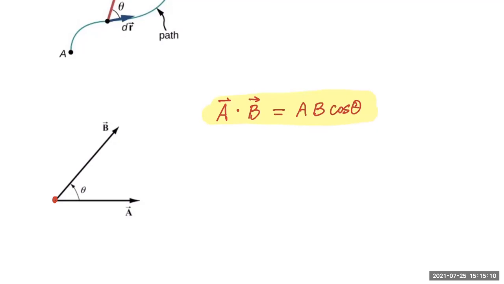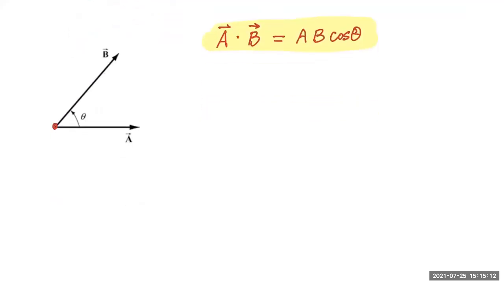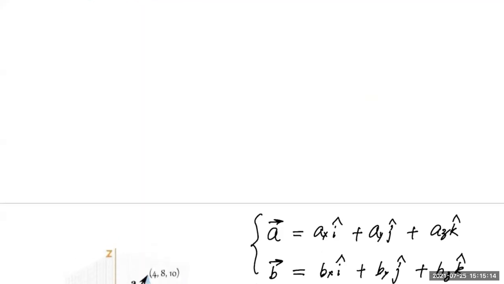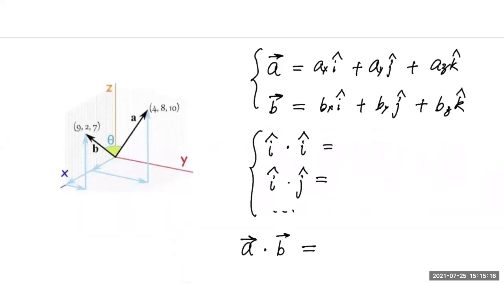So let me give you a couple examples to illustrate that point, okay? Example number one, suppose I have two three-dimensional vectors, and we're given the components of each vector. Vector A has an X component of 4 units, Y component of 8 units, and Z component of 10 units. And the three components of vector B are 9, 2, and 7, okay?